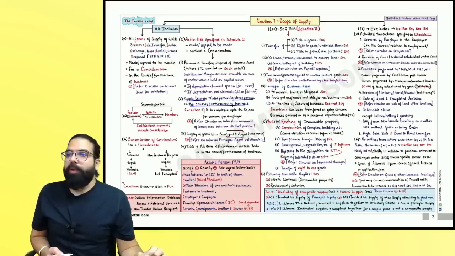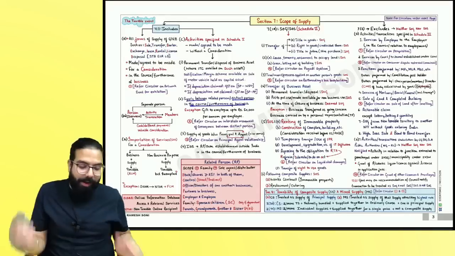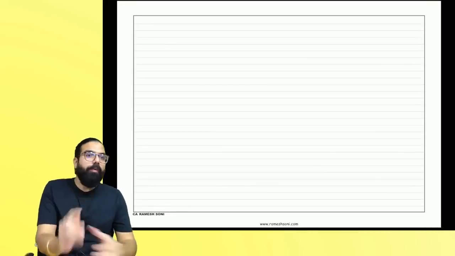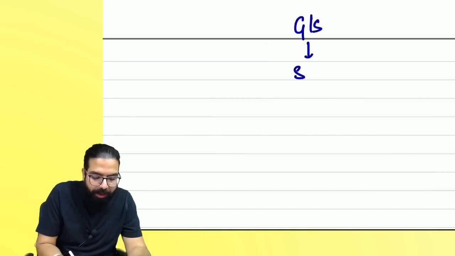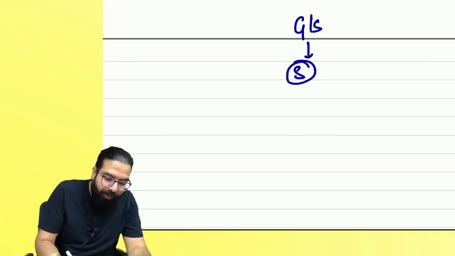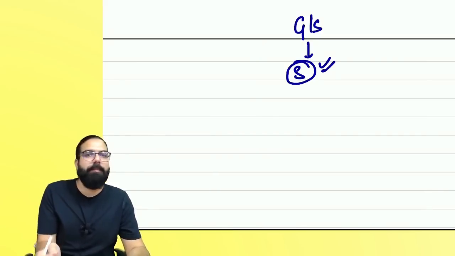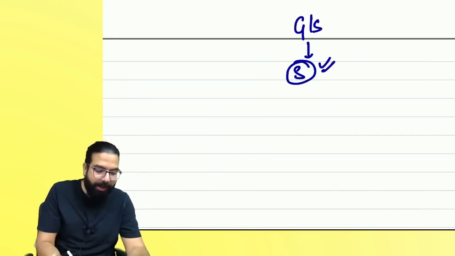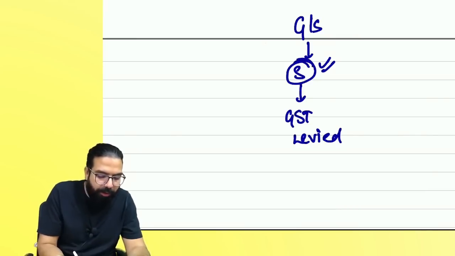All right, students, let's now revise the next chapter. The next chapter is supply. Everyone, we've started learning GST with goods or service. Goods or service has to be supplied, because only if your activity or transaction falls in the definition of supply can GST be levied. So now we are going to learn about the chapter of supply.